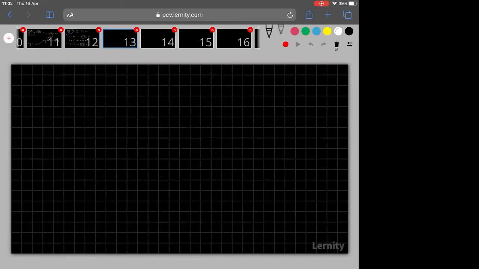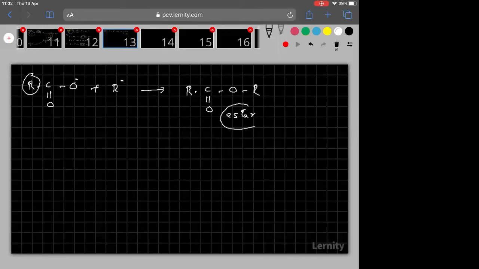The next slide. So see clearly, RC double bonded O, O dot. This combines with R dot. Then what happened here? RC double bonded O, OR. I think you know, this is called what? Ester. So if this R is tertiary, then we get ester as the major product.